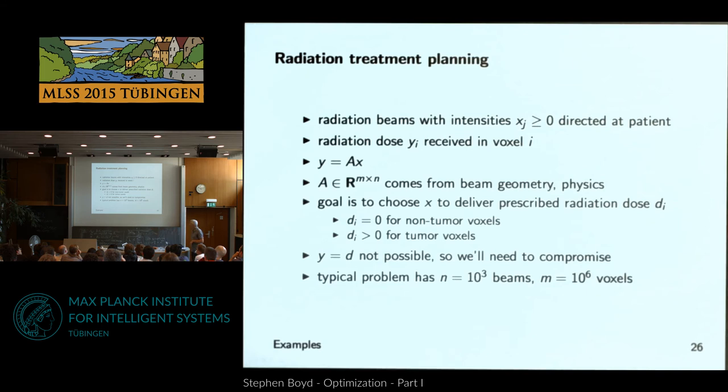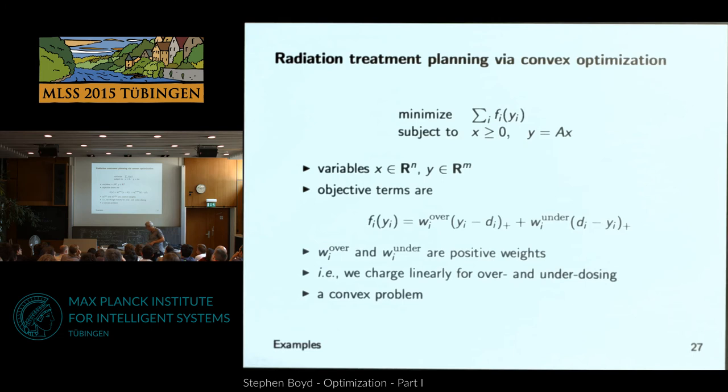And like I said, a typical problem has thousands of beams, a million voxels or so. Okay, so you can write this out as a convex optimization problem. It's very, very close to what they want. In fact, it's probably exactly what they want. And here the variables would be both the radiation, the beams, and also the received voxel dosages.